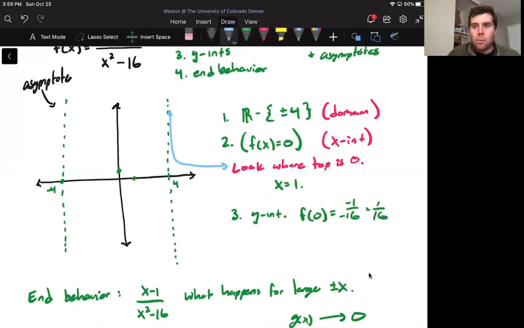In our next example, we'll talk even more about this behavior. We would have to do a check for the behavior between 1 and -4, but we've already actually checked a point getting the y-intercept. So we know that our graph over here has to look something like this, going up.